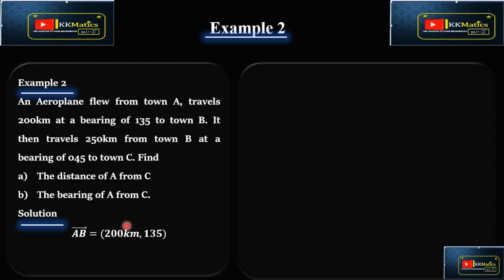In considering the next statement, we were told that it then travels 250 kilometers from town B at a bearing of 045 degrees to town C. So from B to C, that's going to be vector BC. So we note that. That's the distance and that's the bearing. So we're going to convert all these distances and bearings into vectors.